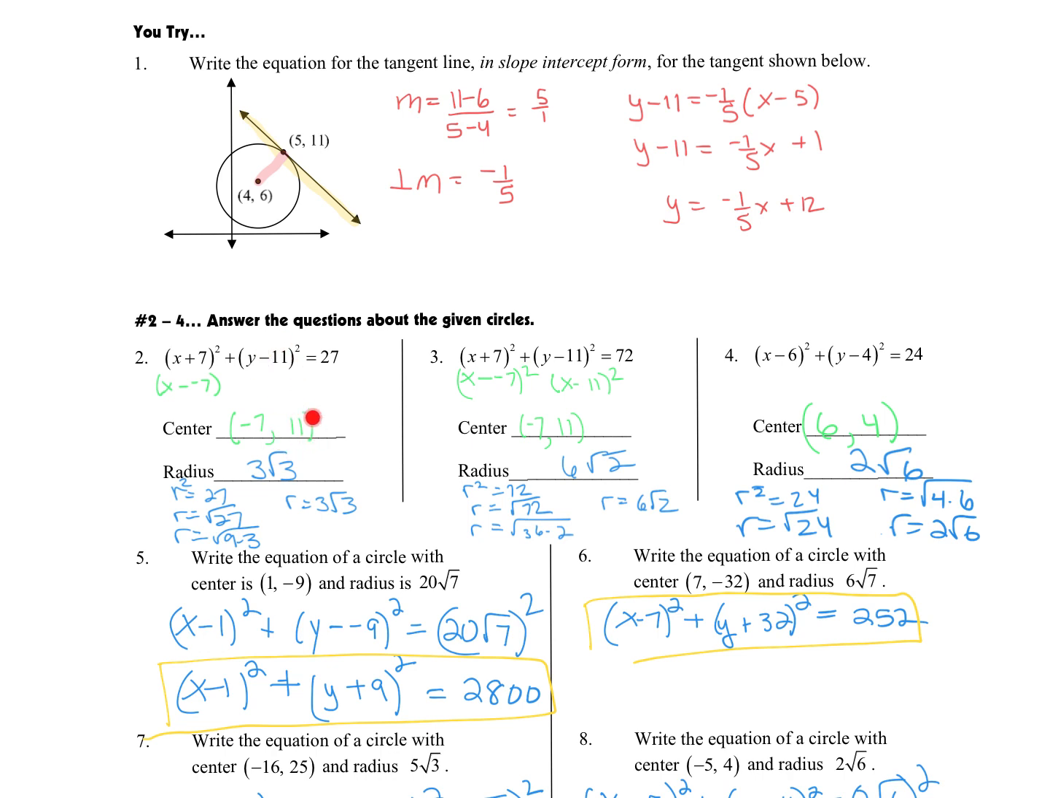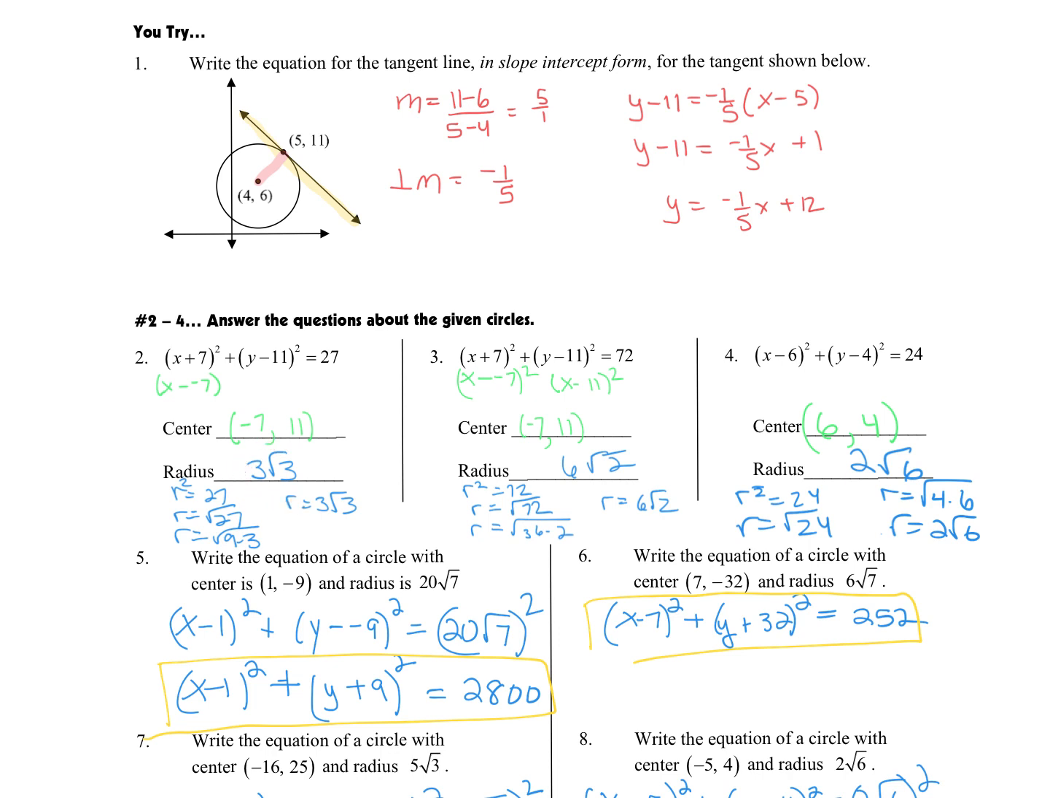is 11. Now here's where we look at the 27, and that is r squared. R squared is 27. We want to find r, so I square root both sides. 27 is composed of 9 times 3. And if we take the radical, that is 3 times the square root of 3. And that is our radius.